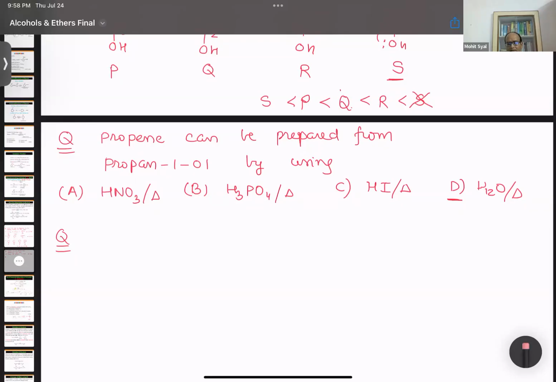Propene can be prepared, so we are removing water. What we need to take, just now I told you two acids in today's class, either H2SO4 or H3PO4. Got it? Don't go for these. Is it clear or not? Any doubts on this? Option B is the right answer.